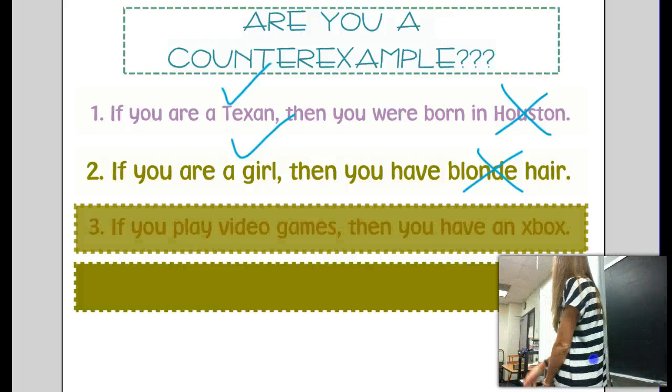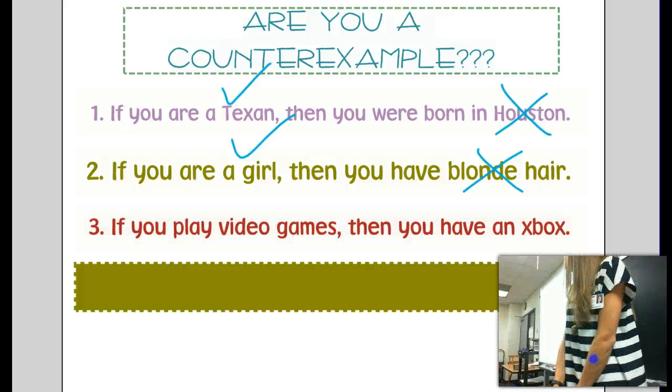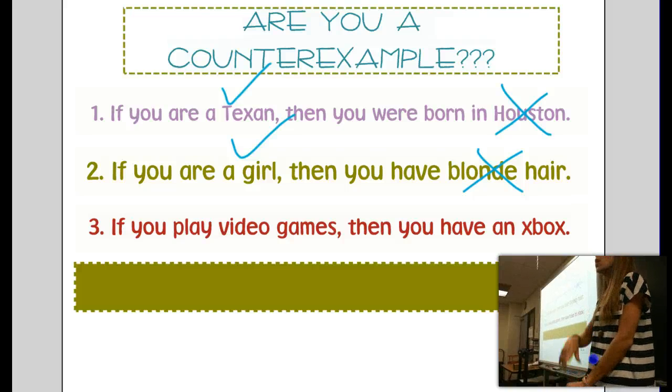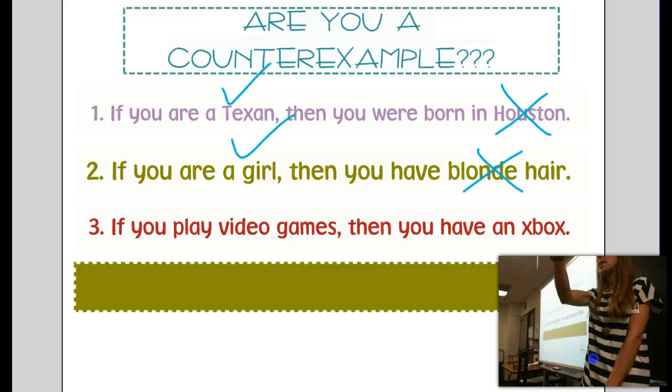Let's try another one. If you play video games, then you have an Xbox. Who's a counterexample to that? Oh, yeah. If you play video games, then you have an Xbox. What do you play video games on? PS4?